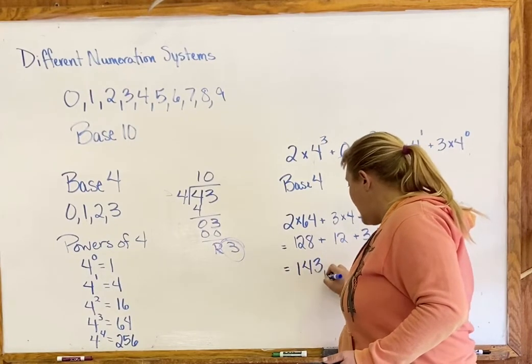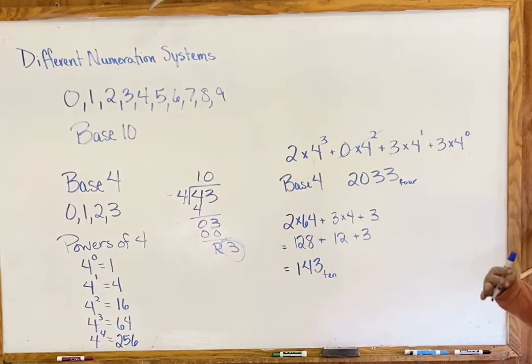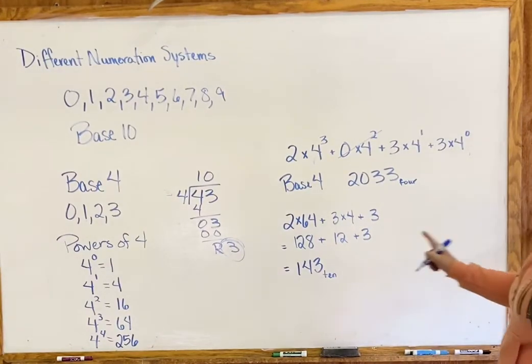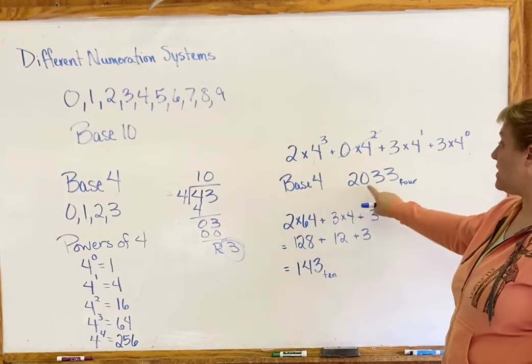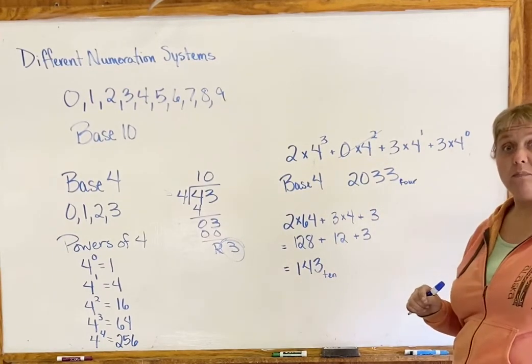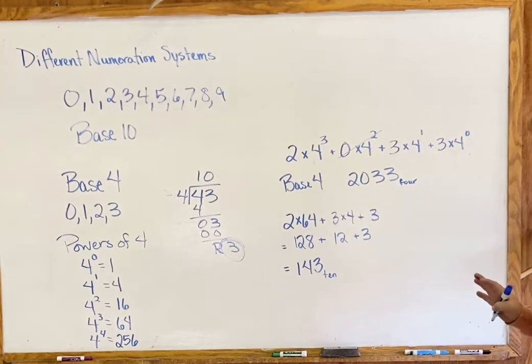143. Now, I'm going to write a little base 10 because this is now our number 143. But the number 143 is represented as 2033 if we were in base 4. See how kind of weird that is? Okay, I definitely think it's weird. If you think it's weird, we're on the same page.